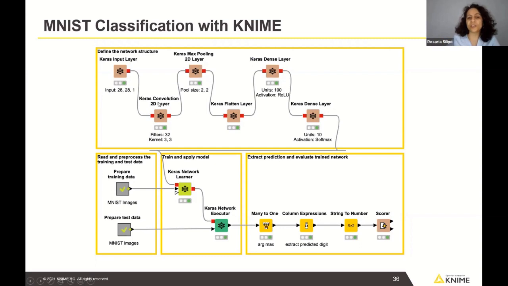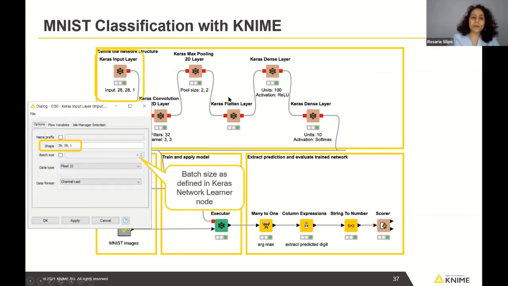Those are the same nodes that Catherine was showing before for the feed-forward neural network. So the only difference with what Catherine has said before is only in this convolutional 2D layer node and the max pooling 2D layer node. So let's have a look at how those nodes are configured.